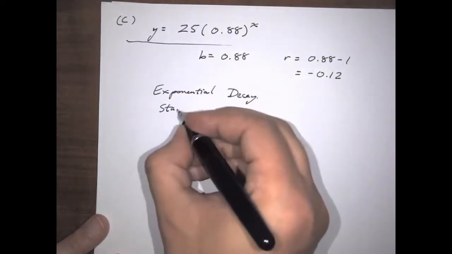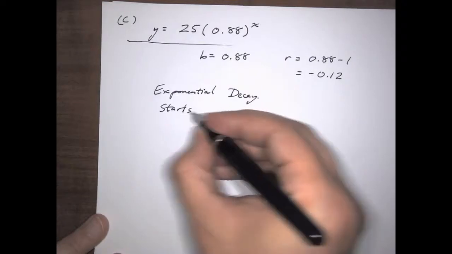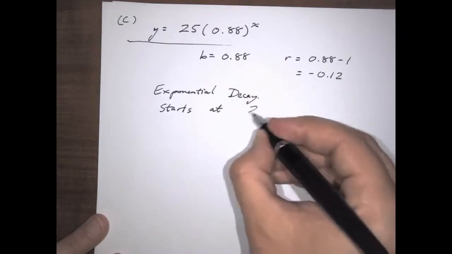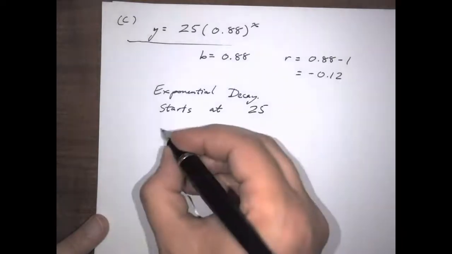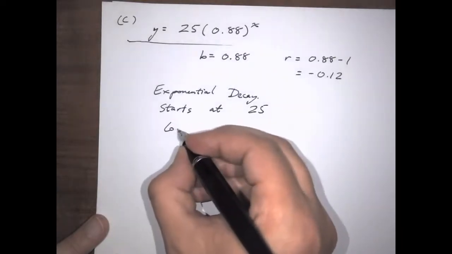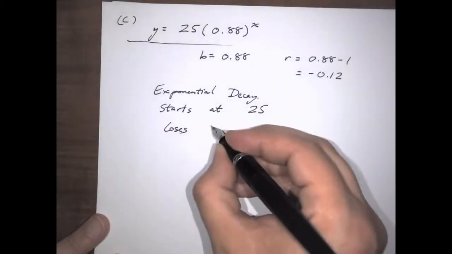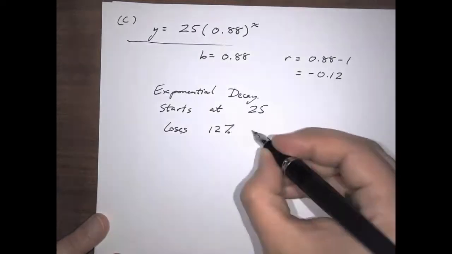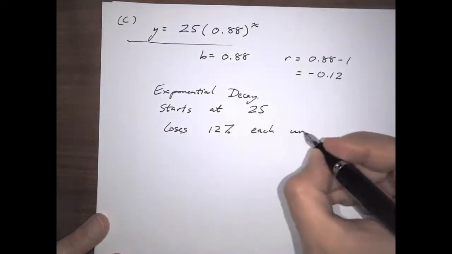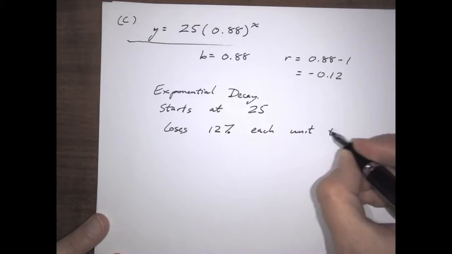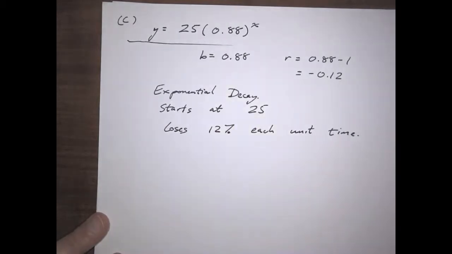But we can say more. We can say what it starts at. So it starts at 25, and it loses 12% each unit of time.